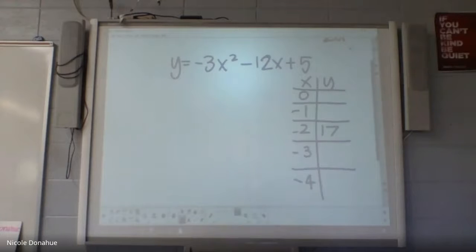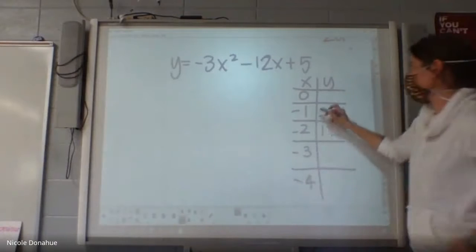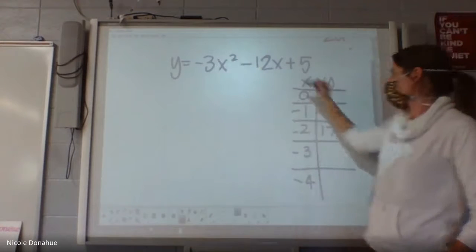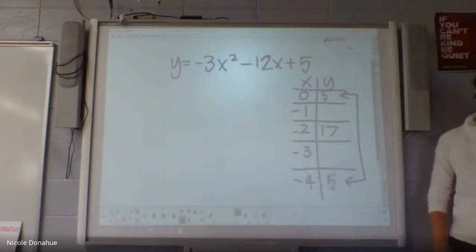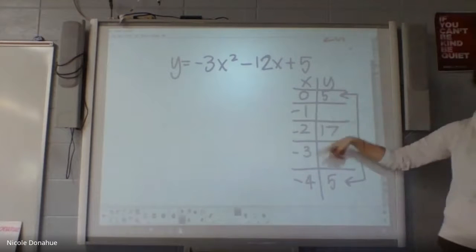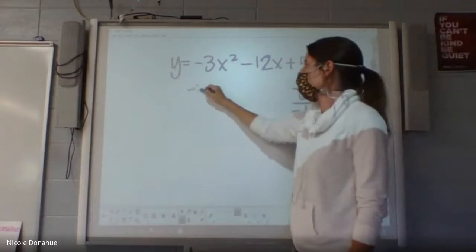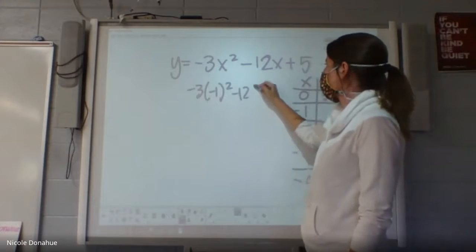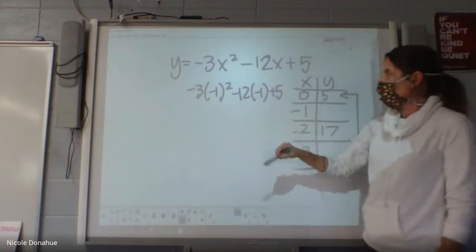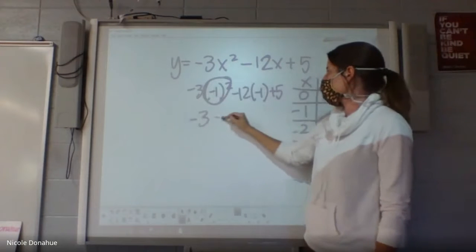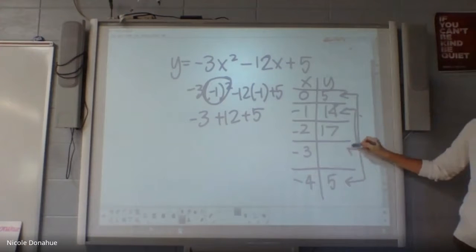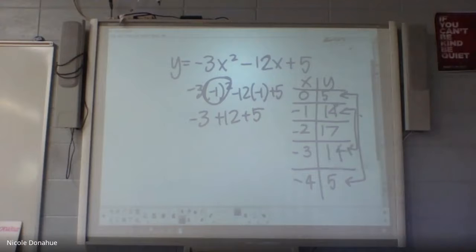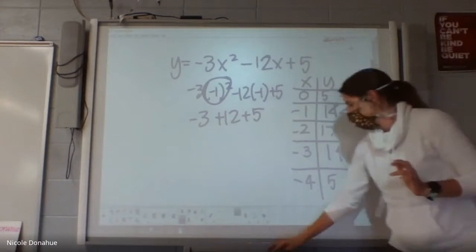All right, so on this problem, I like starting with 0. 0 is really a nice one to start with because this is 0, so I'm left with 5. There's symmetry on the other side that I know is also going to be 5. Then I can substitute in 1 or -1 or 3. I did -1. So this becomes 1, so -3. This is 12. I end up with 14 here, and there's a mirror image on the other side. Okay?